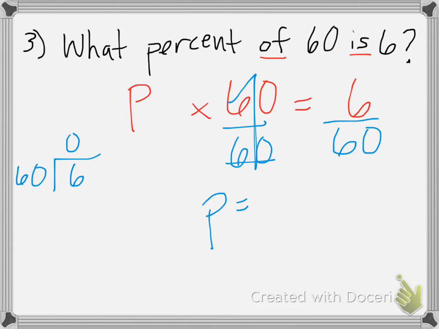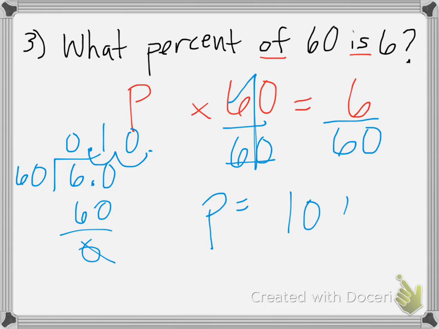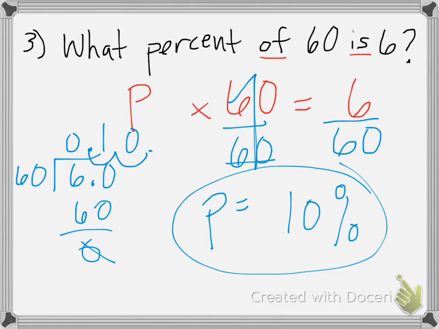And then you do 6 divided by 60. The 6 goes inside the house. You're going to have to add a decimal. And you're going to get 0.1. You turn it into a percent, which you're looking for, you're going to turn it into 10%. Alright, let's move on to number 4.